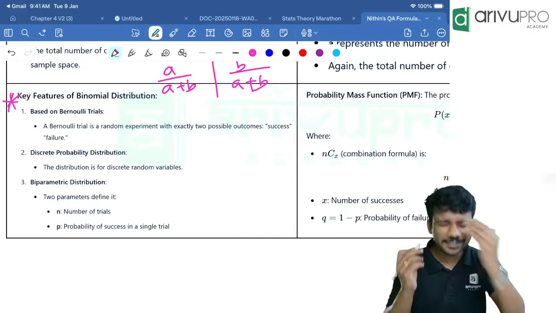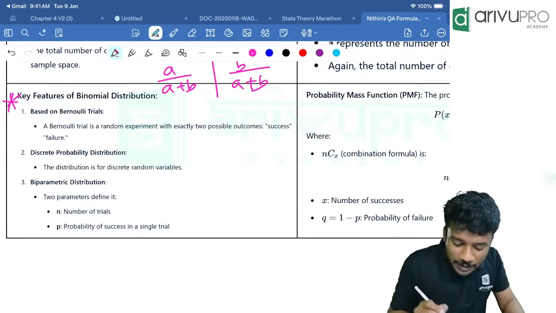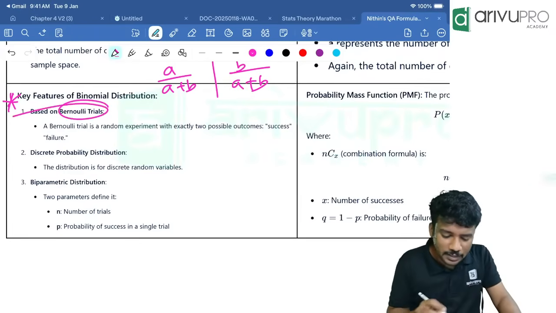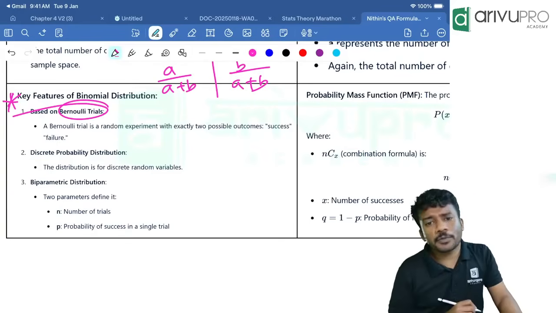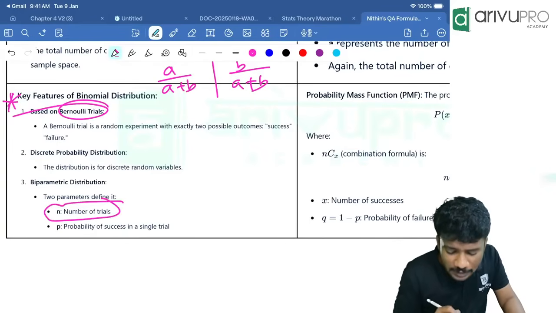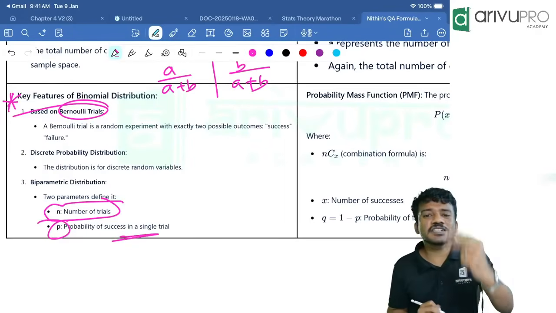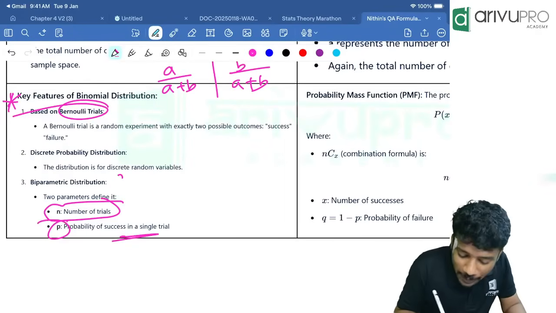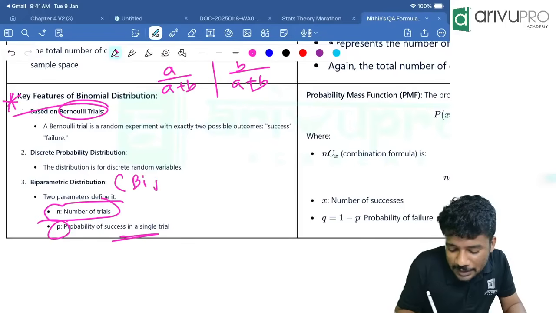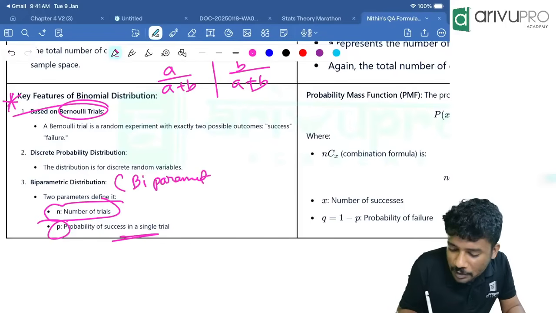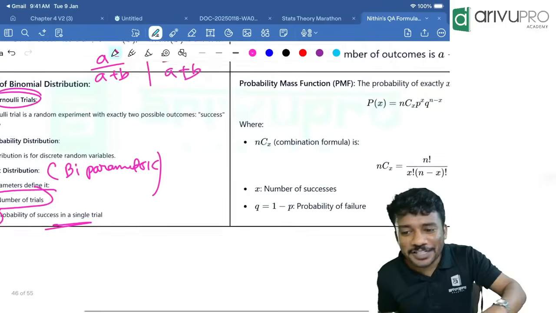Now coming to the 16th chapter, that is binomial distribution, people. That is a theoretical distribution, people. There is binomial distribution and it is based on Bernoulli's trial. And people, one of the most important things, the number of trials is a parameter. Similarly, probability of success in a single trial is a parameter. So binomial distribution is biparametric.